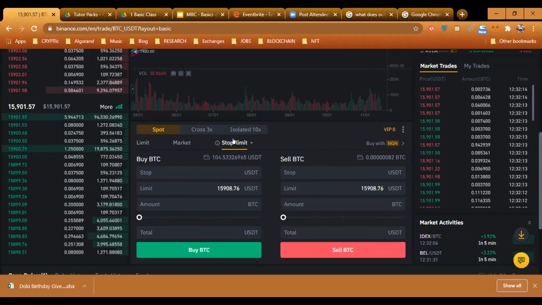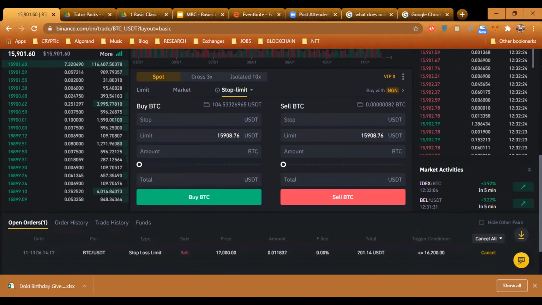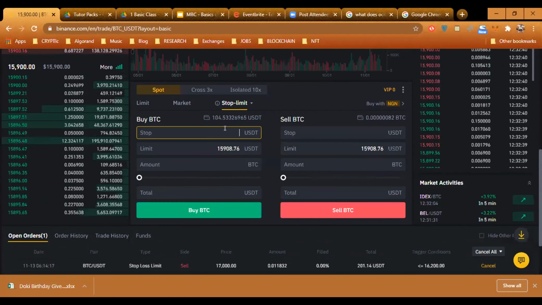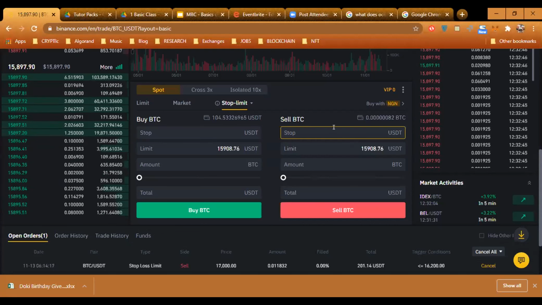Okay, this is where we are. Now, BTC is at 15.9, and maybe I do my analysis and I feel that Bitcoin will get to $16,000. I'm just going to put here $16,000 and then put stop. Stop means that at this point, my Bitcoin is at 15,900. Let's say I already have Bitcoin.